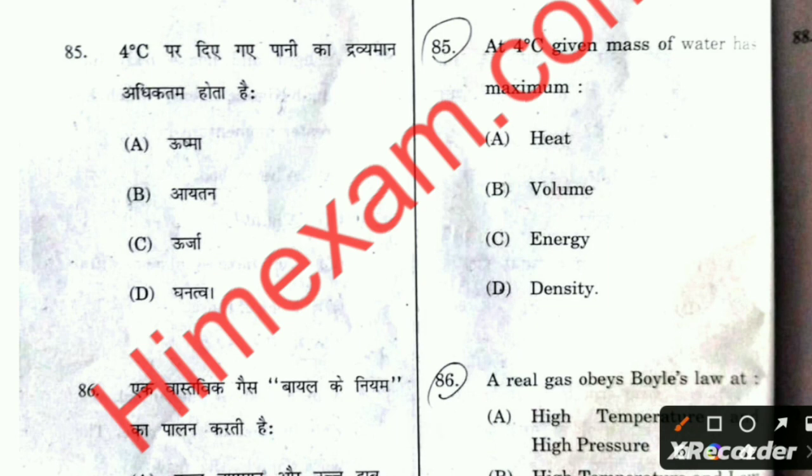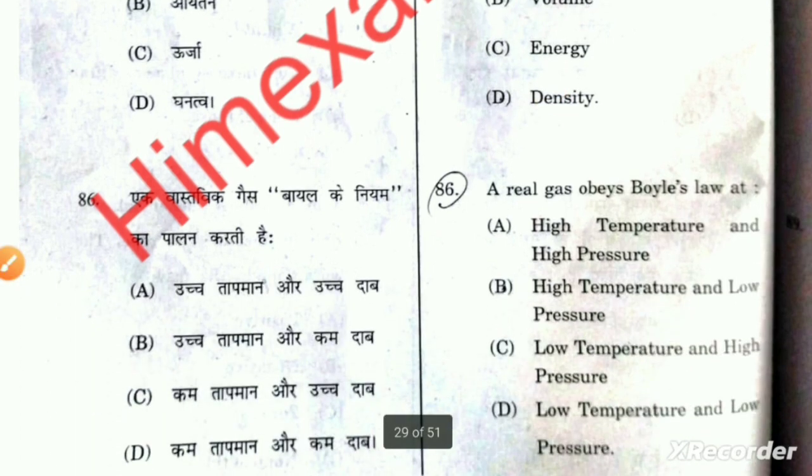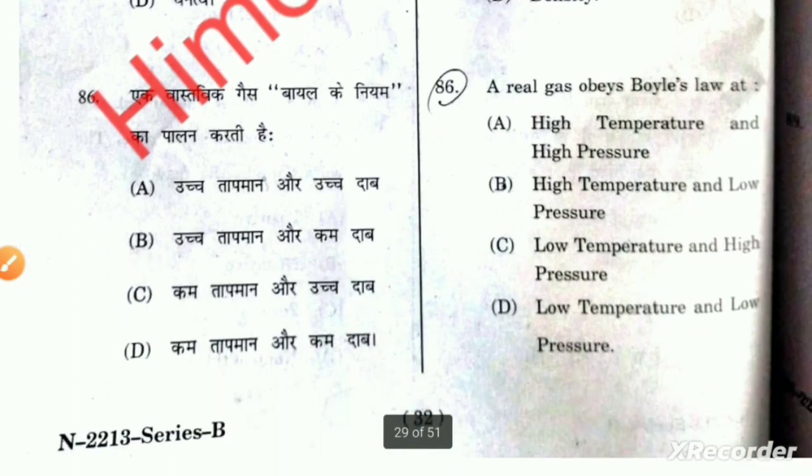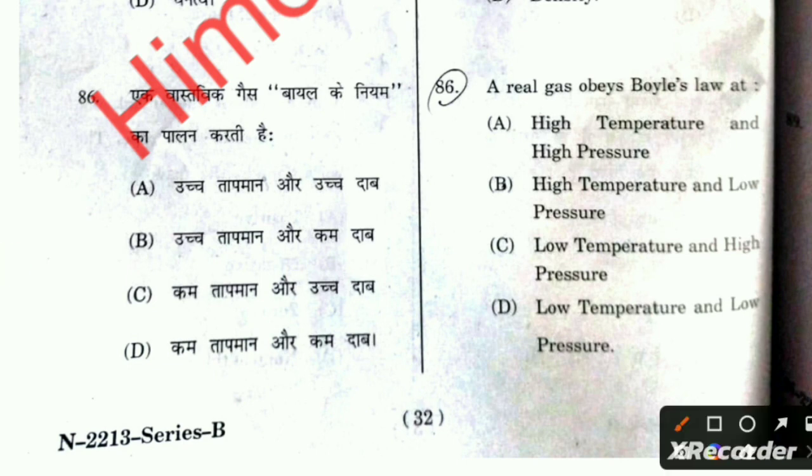At 4 degrees Celsius, a given mass of water has a maximum. Here we talk about 4 degrees Celsius and a given mass of water. Then which factor is maximum? Heat, volume, energy or density. As you know, here we talk about water. It means density is the right option. So density is maximum. So move to the next question.